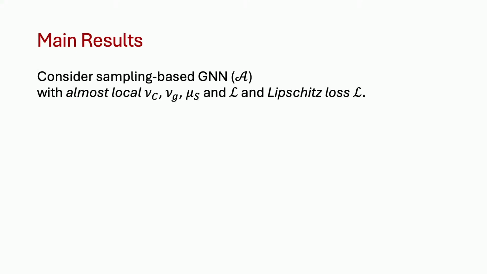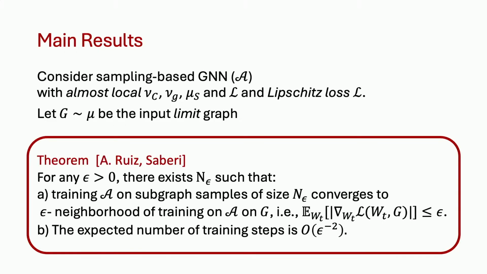Okay, so now I tell you the main result with this more formal structure. Consider a sampling-based GNN, I use A for it, and this sampling-based GNN has almost local samplers and an almost local loss function. I'm also assuming the loss function is Lipschitz. Then I have the input graph, which comes from this infinite version of limits from mu. Then we show that for any epsilon, there exists an N epsilon, which is independent, a constant, so it's independent of the infinite version of the graph that I have as a limit.